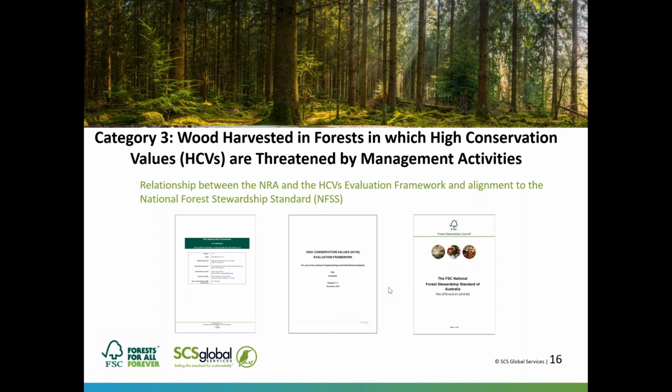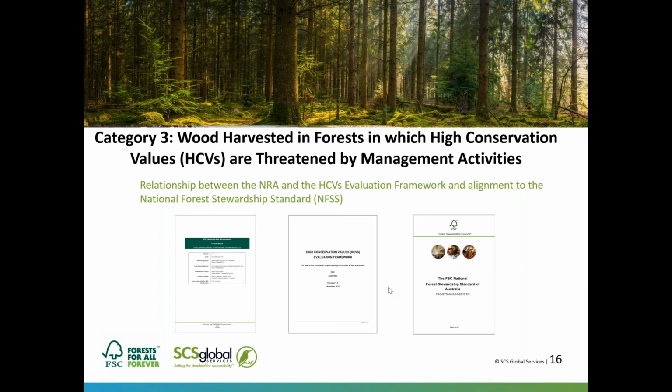which lays out essentially, for each of the high conservation value categories, what the high conservation values are under each of those categories, the information that you'd need to source in order to identify whether you've got those high conservation values within your forest management unit, and then the way you would manage those values should you identify them within your management unit.